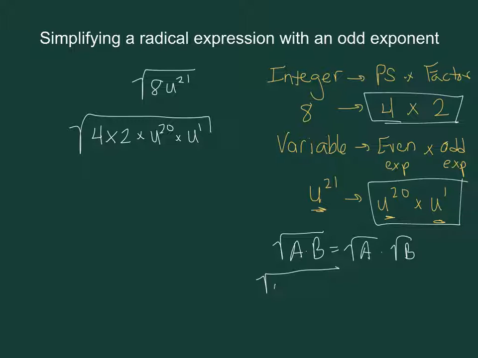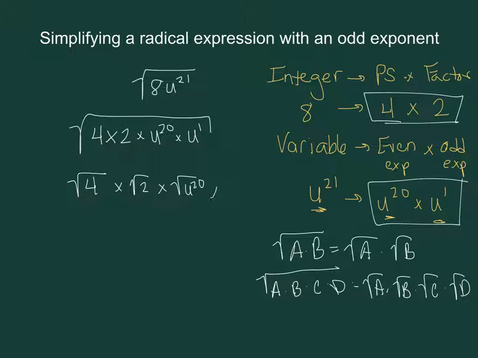But remember, that rule extends. I could have a times b times c times d, and it's still the square root of a times the square root of b times the square root of c times the square root of d. So it doesn't matter how many terms are sitting underneath that square root, you just apply the square root to each individual term. So we're going to go square root of 4 times the square root of 2 times the square root of u to the 20th times the square root of u. Well, I can see that the square root of 2 and the square root of u, I can't square root those. They're pretty much done. So I'm going to combine those into the square root of 2 times u.